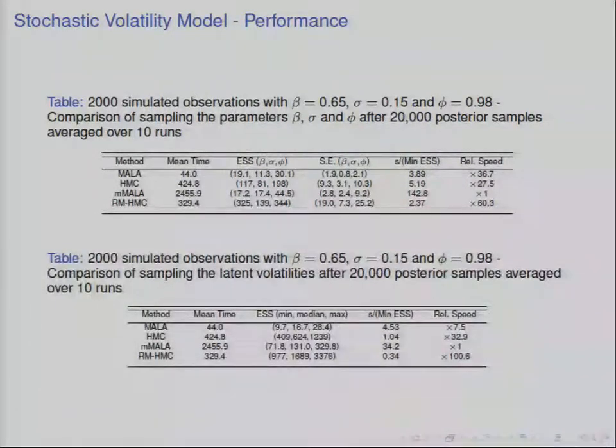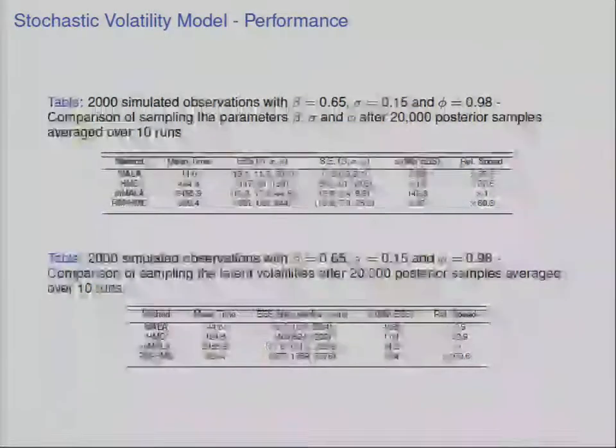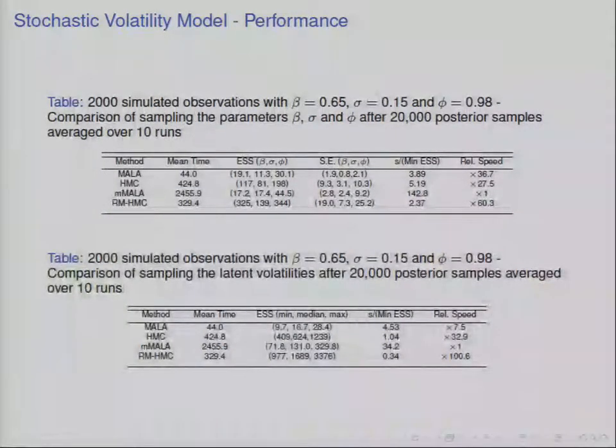But what you see here is that we need to generate 20,000 posterior samples to get roughly 300 independent samples. So this is not good. And this is not good because this is a hard problem. A very hard inference problem.